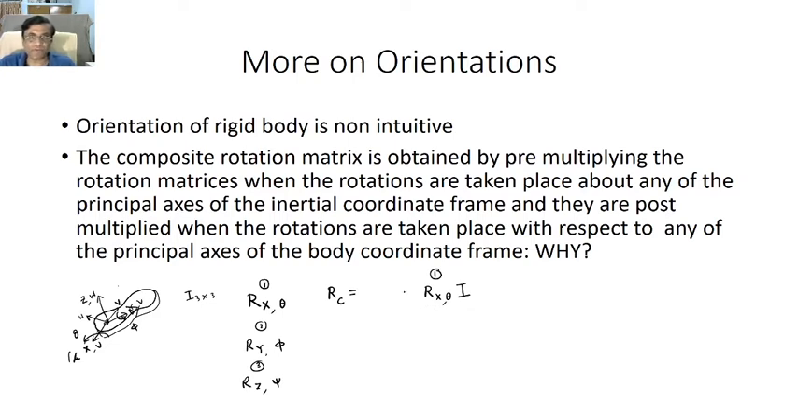Then wherever the body was, I am giving another operation, which we are calling the second operation. What is the second operation? I am rotating the body about the principal axis y of the inertial coordinate frame by an amount phi. By this matrix multiplication, I will get the description of the orientation of the body when these two transformations have been done.